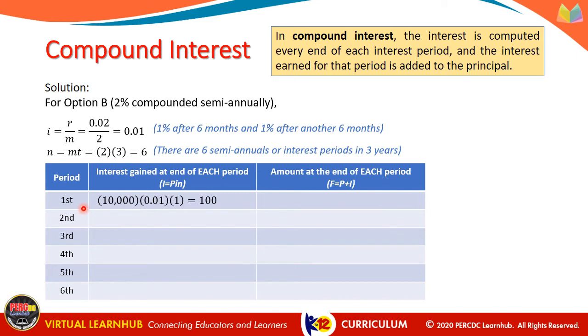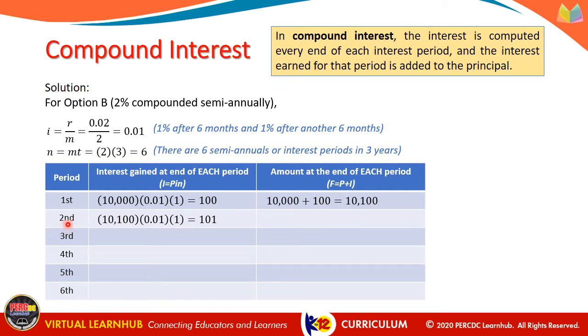So for the first period, or the first 6 months, the interest gained is 10,000 times 0.01 times 1. Okay, the first 6 months is 1 interest period. The interest earned for that period is 100 pesos. So after the first period, or the first 6 months, the money will become 10,100 pesos.